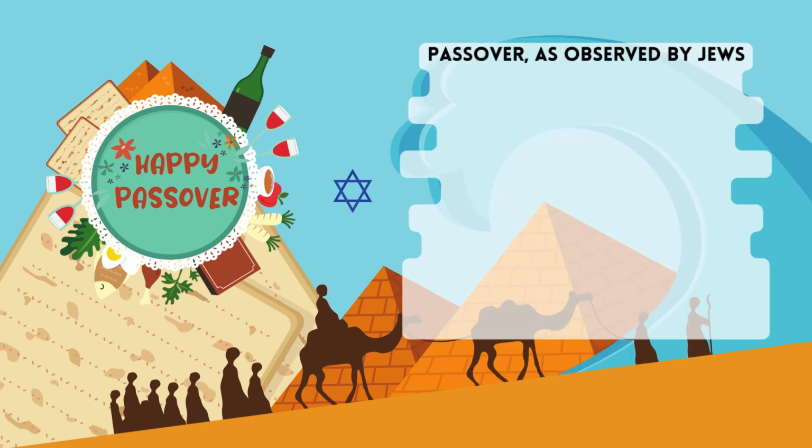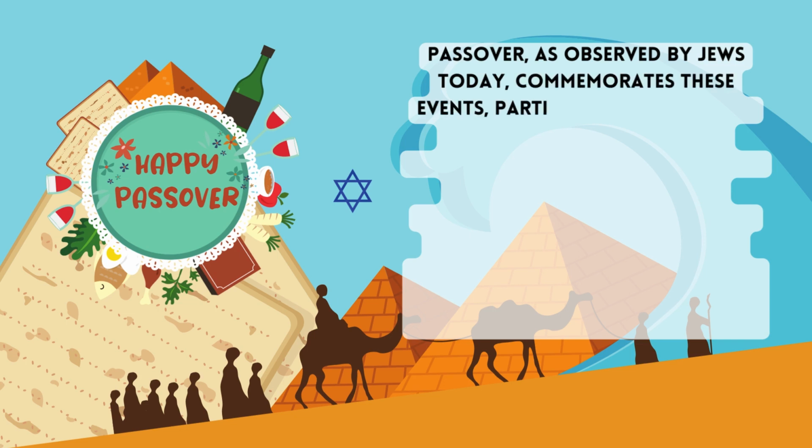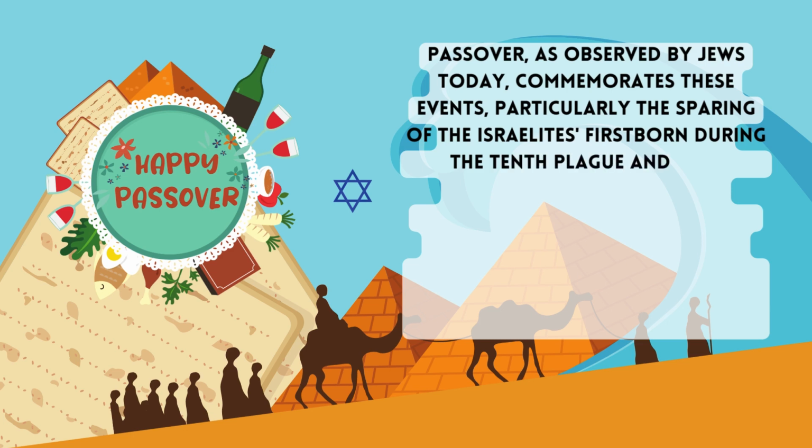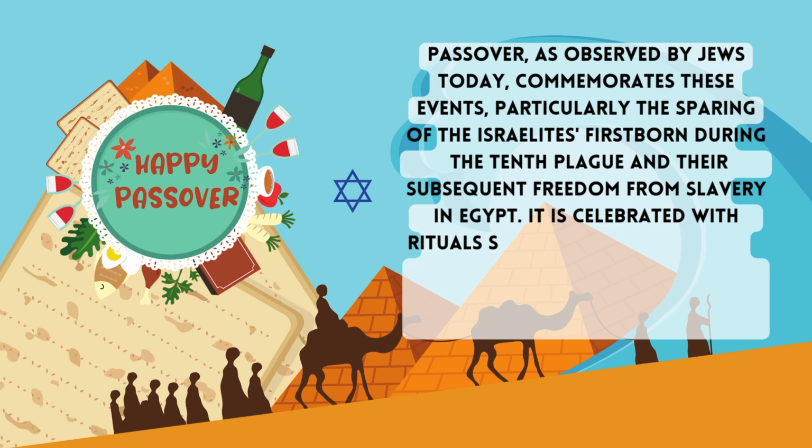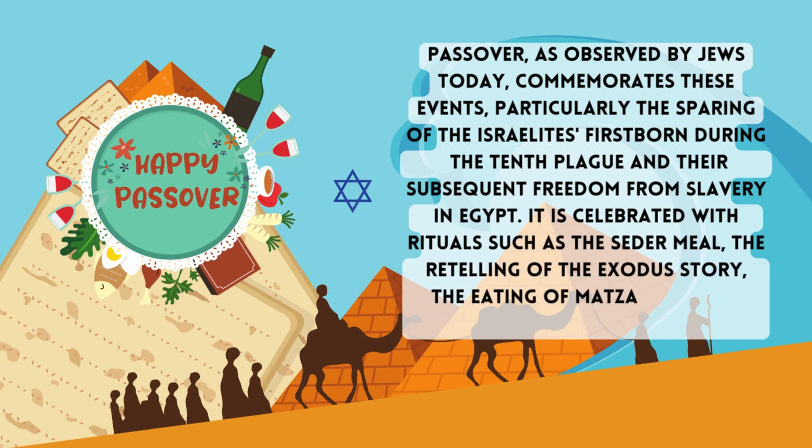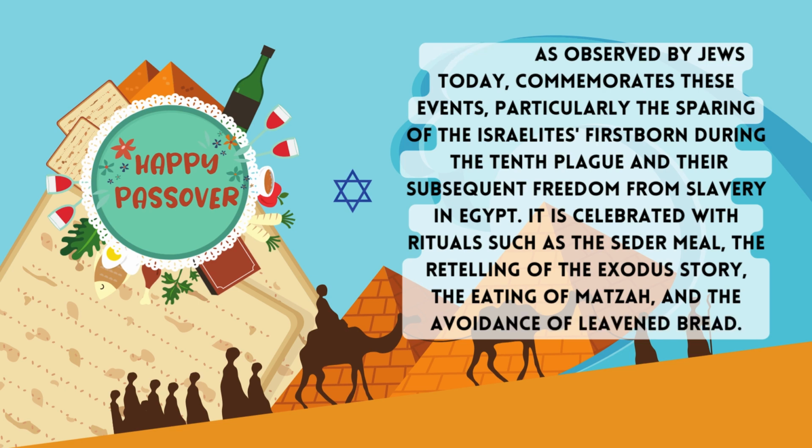Passover, as observed by Jews today, commemorates these events, particularly the sparing of the Israelites' firstborn during the 10th plague and their subsequent freedom from slavery in Egypt. It is celebrated with rituals such as the Seder meal, the retelling of the Exodus story, the eating of matzah, and the avoidance of leavened bread.